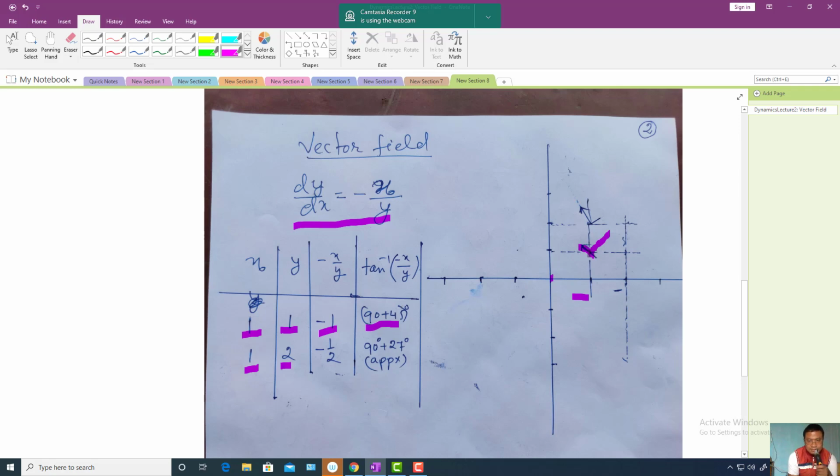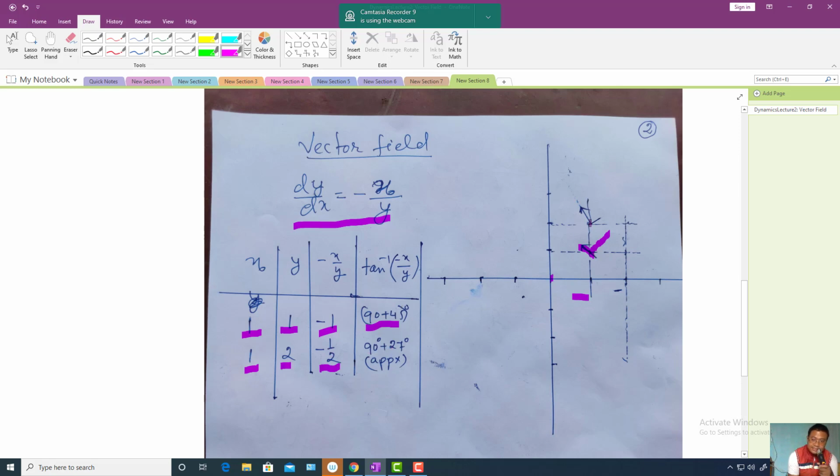So the solution curve at this point, its tangent vector is in this direction. Okay, so if you know the tangent vector at each point, then you can roughly sketch the solution curve. Okay, so then again, suppose here again, what is this point? This is x is equal to 1 and y is equal to 2. So when x is equal to 1, y is equal to 2, what do you get? Minus x by y is equal to minus half. So tan inverse of minus half is approximately 90 degrees plus 27 degrees.